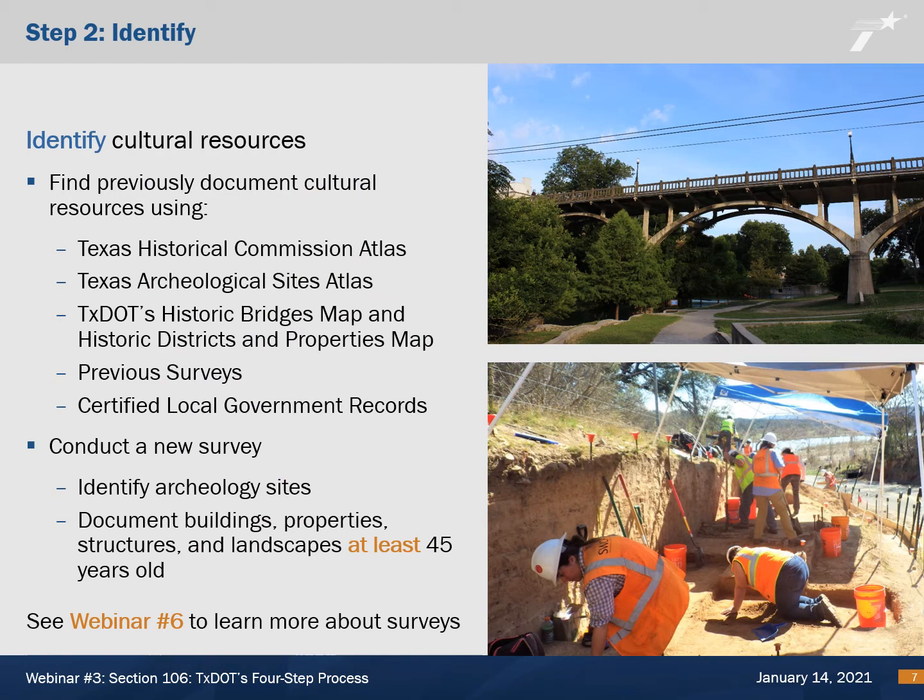Once the APE is set, our archaeologists and historians use several online databases to see if there is any information about previously recorded cultural resources. If there is no information, or if several years have passed since the last document, we may conduct a new survey. A survey includes a combination of research and physically searching the APE for cultural resources.